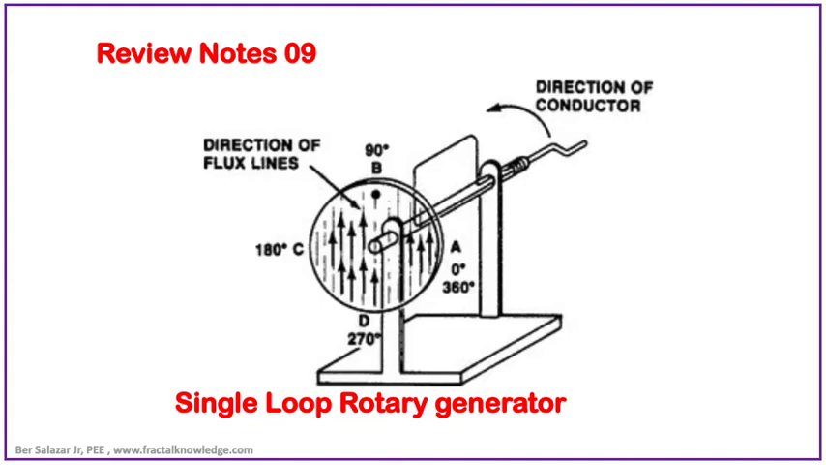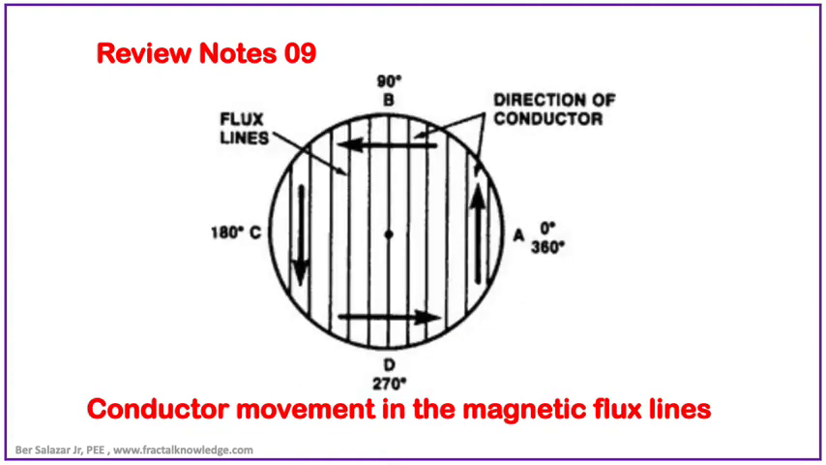This simple machine will prove the alternating current if we turn the handle in the direction shown. Let's see what will happen. Let us analyze the movement of the conductor in the flux line as we rotate the conductor from point A, B, C, and D. The arrow in the drawing indicates the direction in which the conductor is moving through the stationary magnetic field.